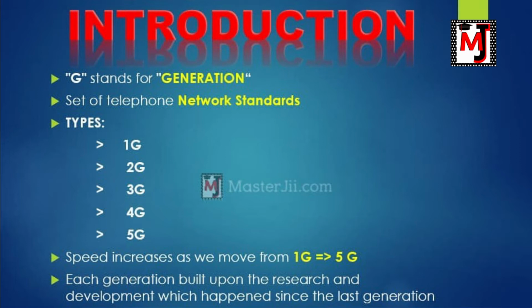Each generation is defined as a set of telephone network standards which detail the technological implementation of a particular mobile phone system. And there are 5 types of generations, that is 1G, 2G, 3G, 4G and 5G. The speed increases and the technology used to achieve the speed also changes. For example, 1G offers 2.4 kilobyte per second, 2G offers 64 kilobyte per second and is based on GSM, whereas 3G offers 144 kilobyte per second to 2 megabyte per second, whereas 4G offers 100 megabyte per second to 1 gigabyte per second and is based on LTE technology.